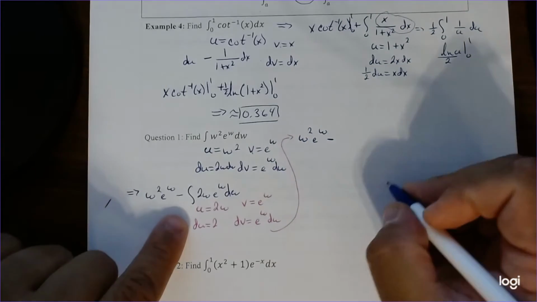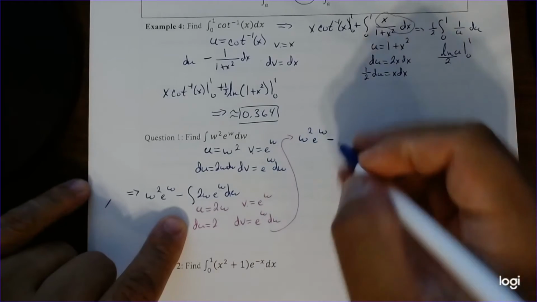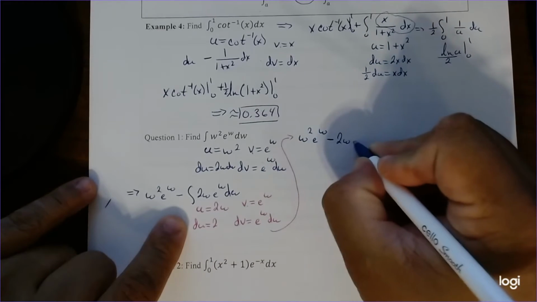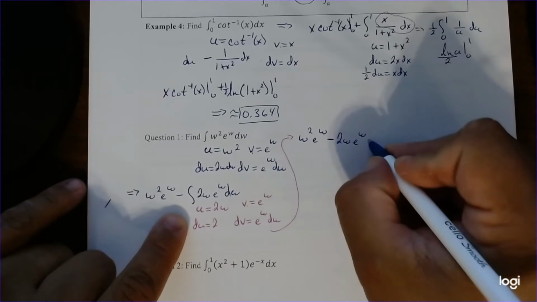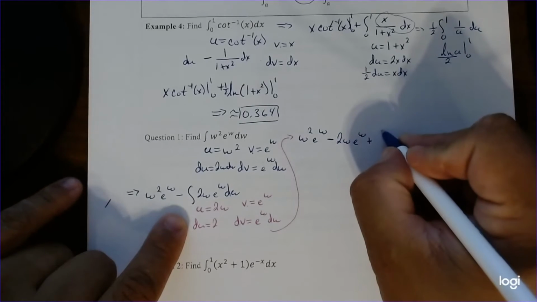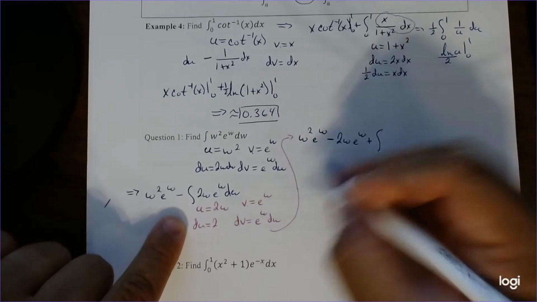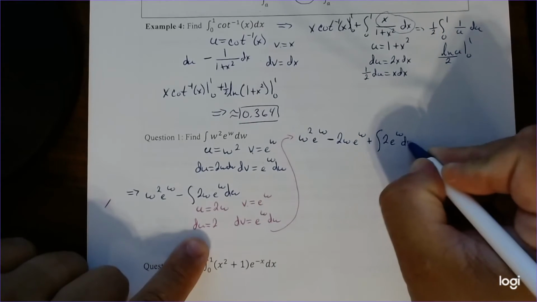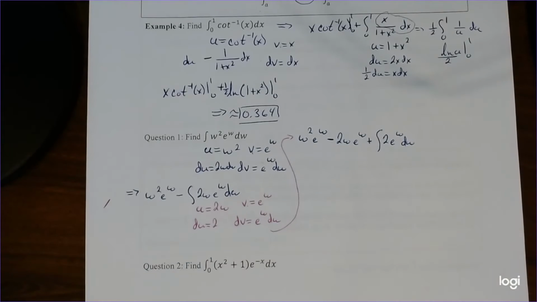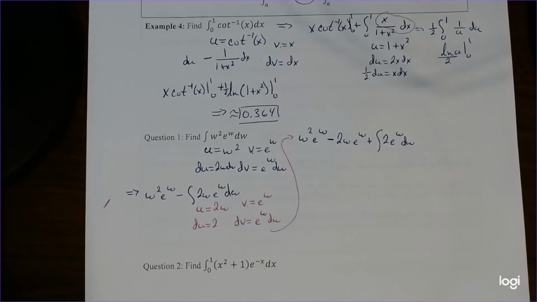minus u times v minus the integral. So minus makes a positive, integral of 2 times e to the w dw. Crazy, huh? Well, kind of a horrible mess when it comes to it.